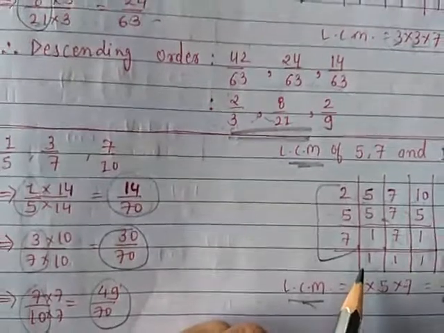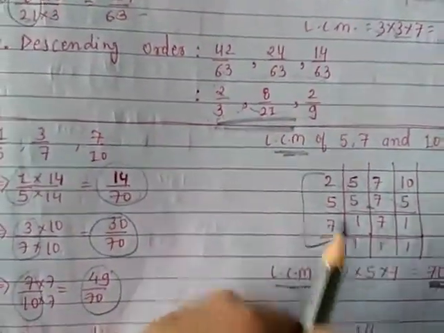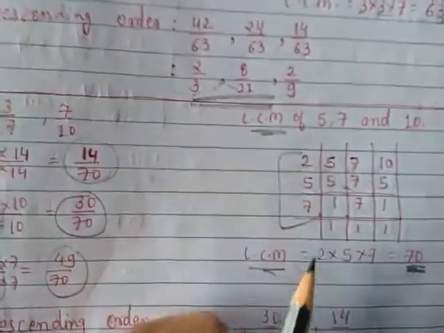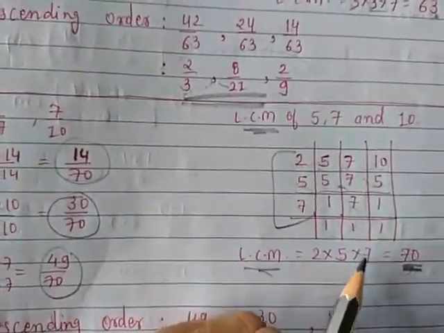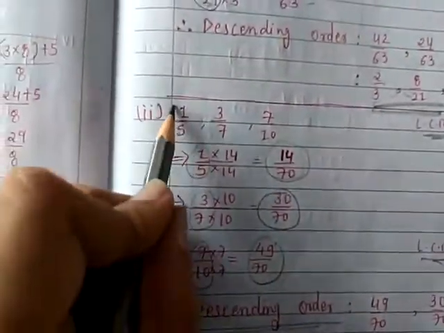You have to do calculations here till you get 1. Okay, now see, 2 into 5 into 7. So 2 5s are 10 and 10 7s are 70. Okay, students? Now come on our questions.